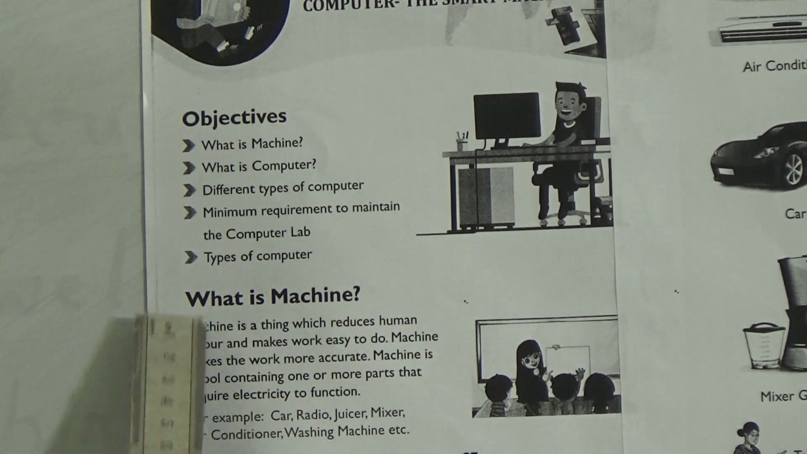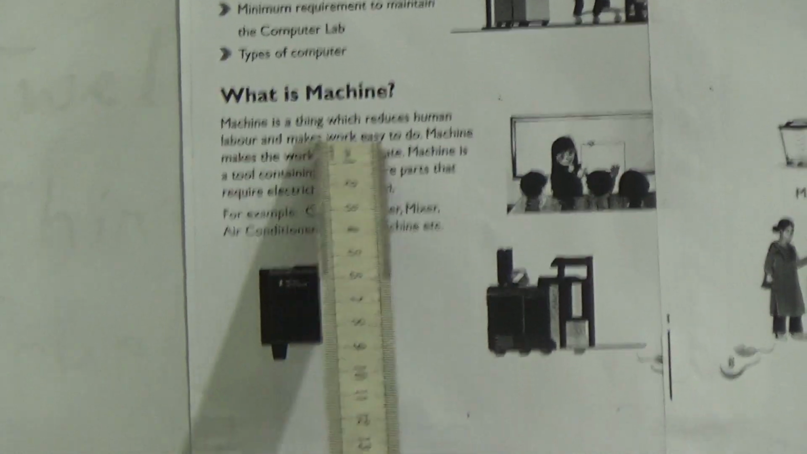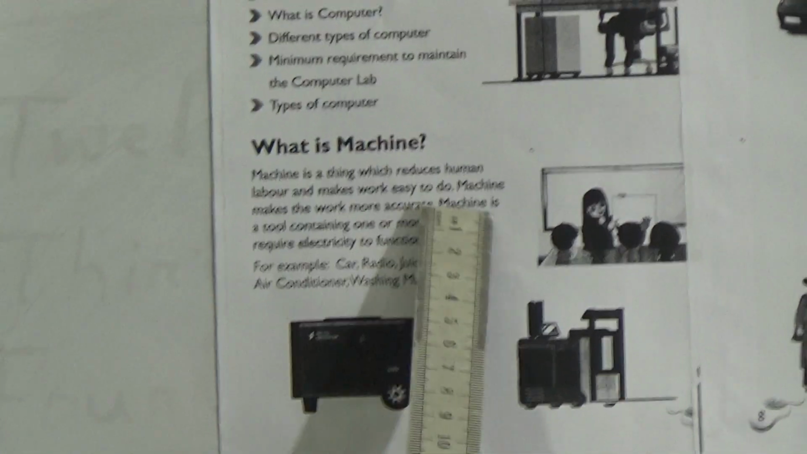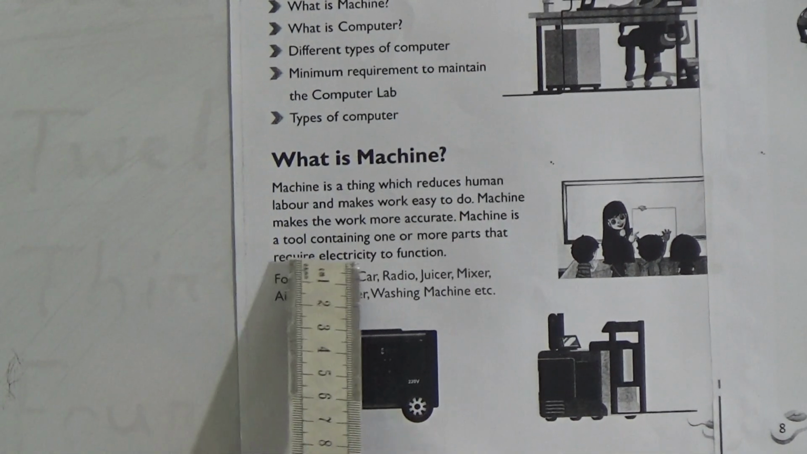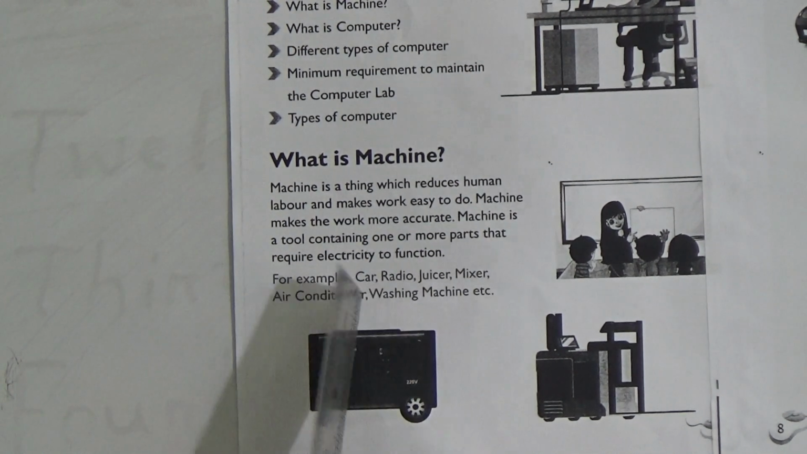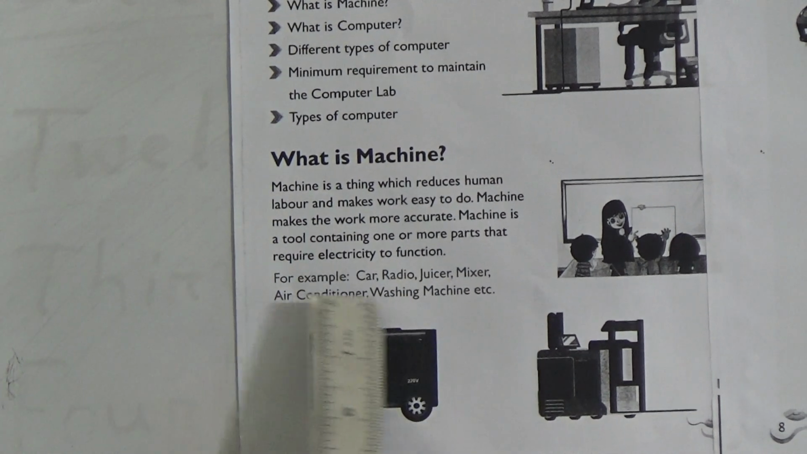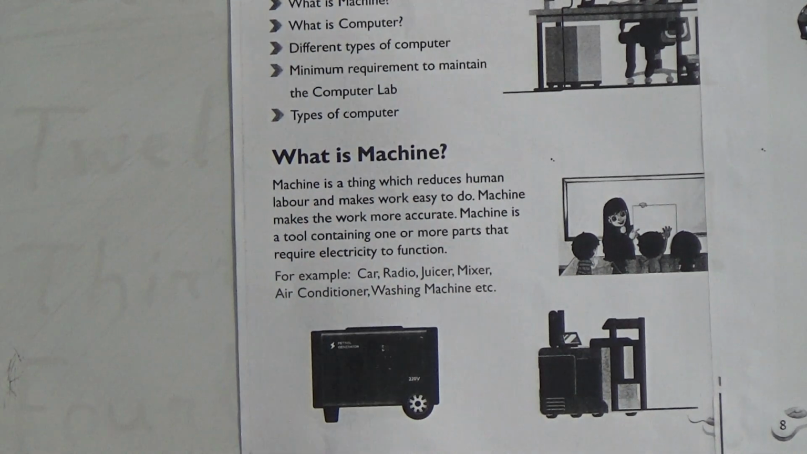Okay. And what is a machine? Machine is a thing which reduces human labor and makes work easy to do. Machine makes the work more accurate. Machine is a tool containing one or more parts that require electricity to function. For example, car is also a machine, radio, juicer, mixer, air conditioner, washing machine, etc.